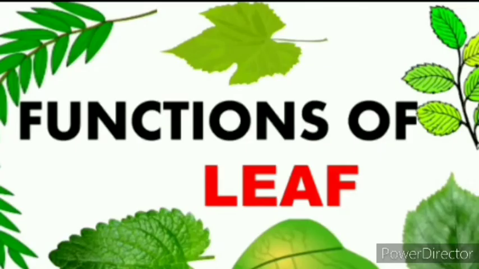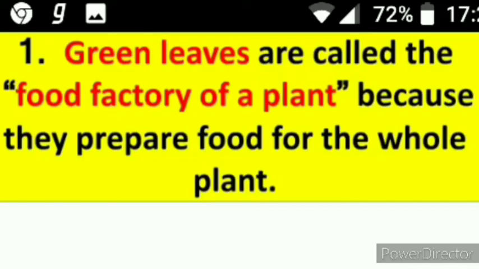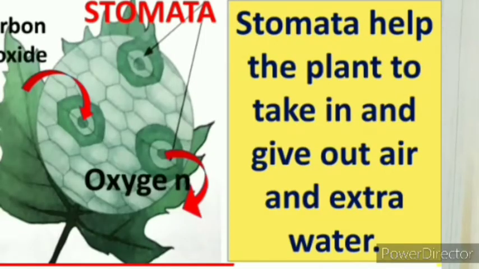Function of leaf. The main function of the leaf is that green leaves make food for the plant. Leaves are the kitchen of the plant. They help the plant to prepare its food. Leaves contain stomata. Now what is stomata? The tiny pores present on the surface of the leaf are called stomata, and stomata help the leaves to breathe. Stomata help in the exchange of gases. Stomata take in carbon dioxide and exhale oxygen.